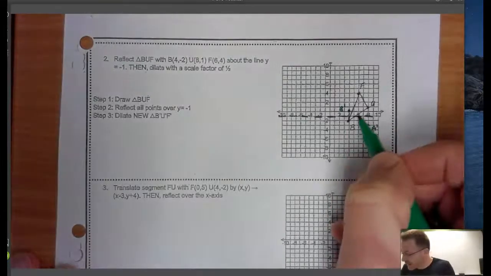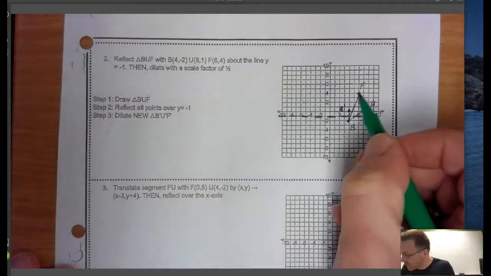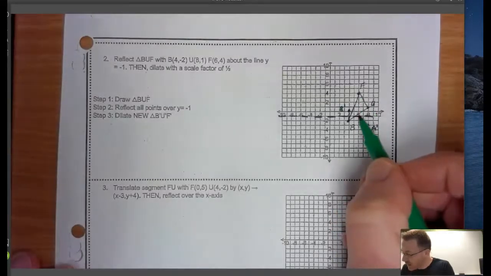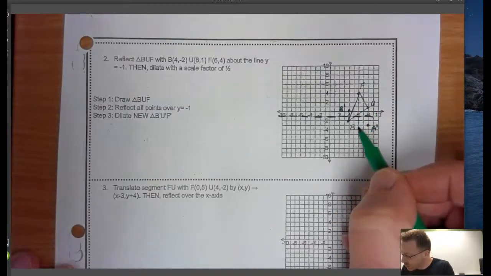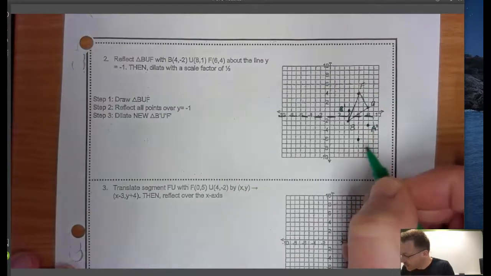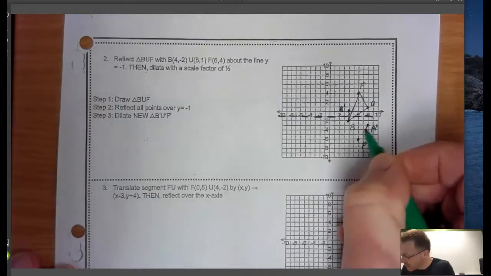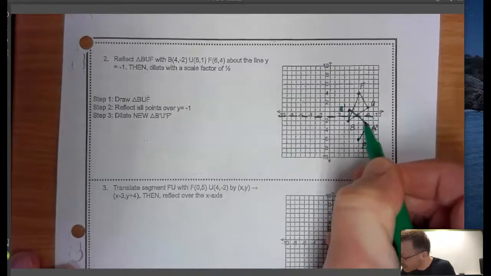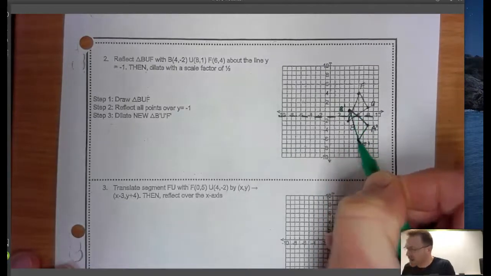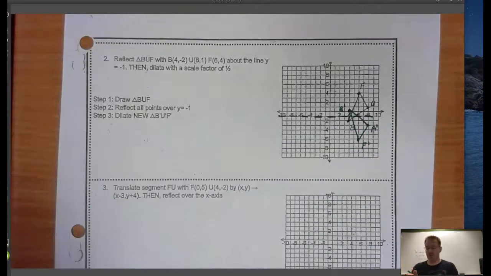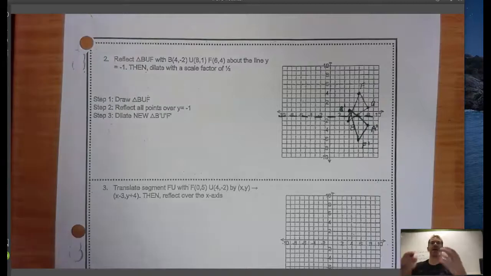And then F is 1, 2, 3, 4, 5 units above. So now F would be 1, 2, 3, 4, 5 units below. So there's F double prime. So there's our new triangle. And now we're going to focus on that green triangle when we do our new step here, which is dilate.